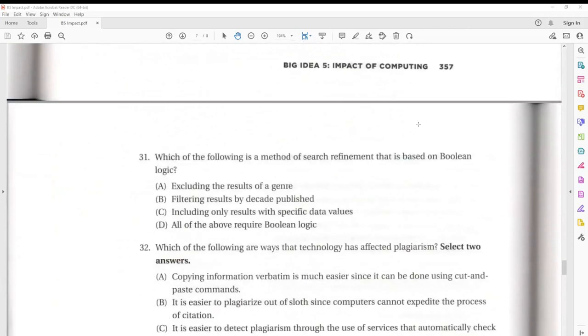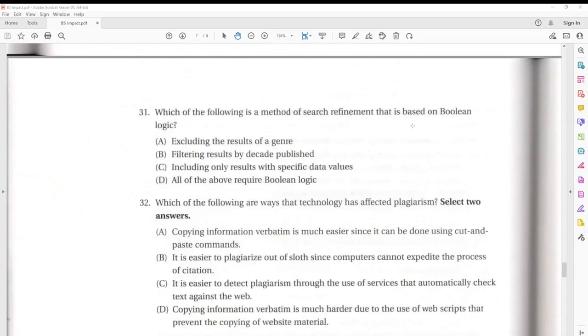Number 31, okay, which of the following is a measure of such refinement is based on Boolean logic, okay. Boolean logic actually, 31. Every one of them. So D.